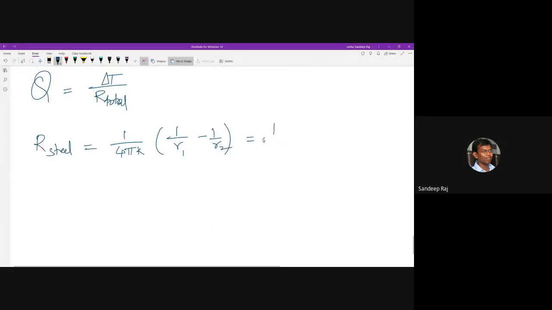R steel is 1 by 4 pi k, where the k value is 40 in case of the first steel, as given in the question, into 1 by R1, which is 0.15, sorry, minus 0.17. So that will give you R steel.